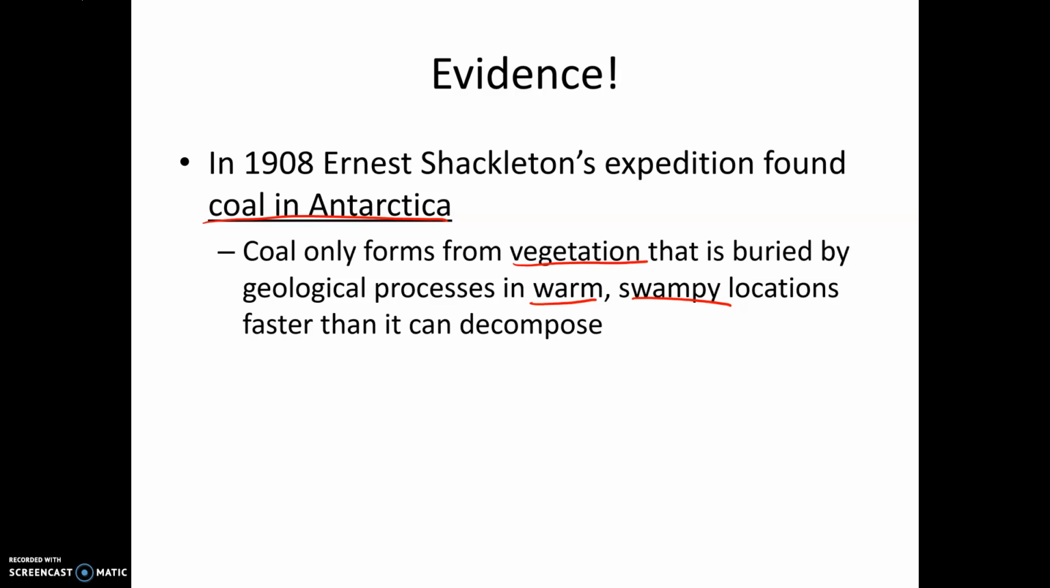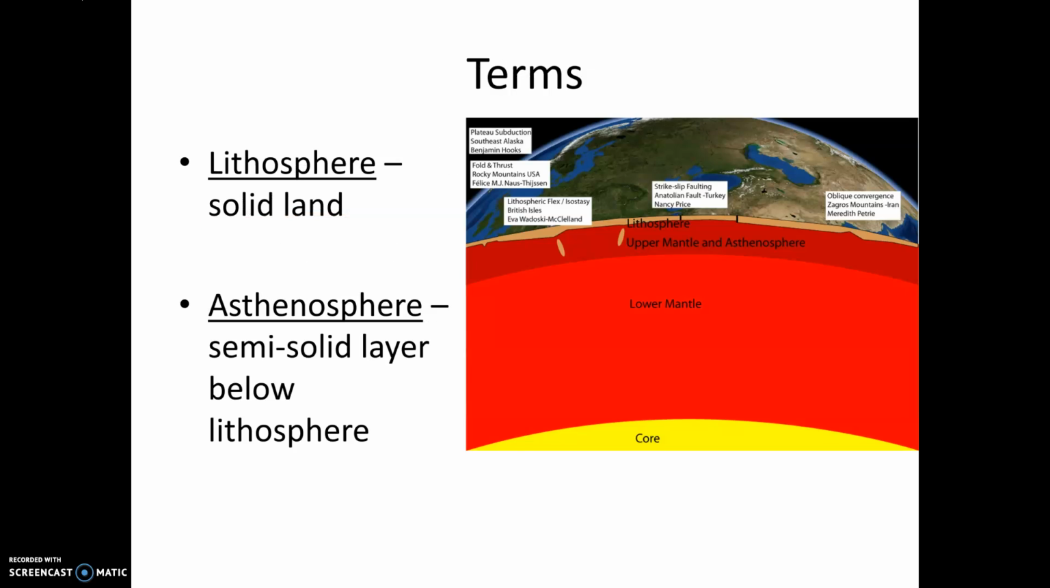So this is really important because it shows that with this continental drift, this movement of the land masses on Earth, Antarctica could have been in a region on our planet that, one, vegetation could form on, and two, that was in this warm, swampy location. So having that coal in Antarctica really gave us an insight of how these plates have been moving and how this has been affected. So let's define a few terms here.